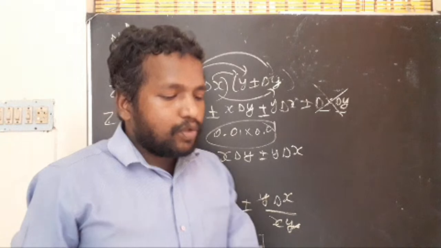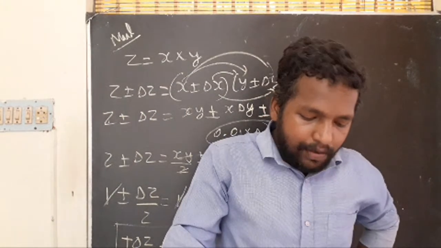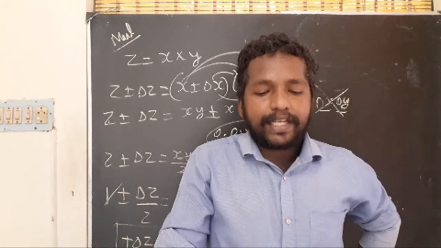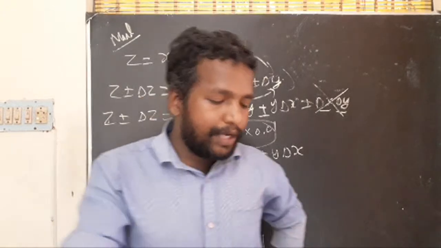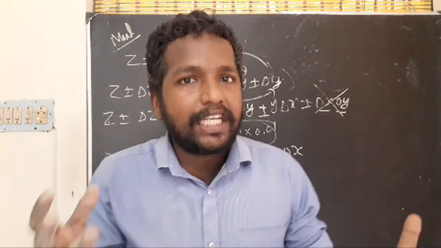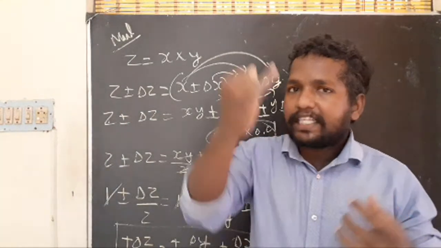Now we'll be doing what the errors will be: the instrumental error, environmental error, error due to the observer, and error due to imperfection in technique. I'll do it one by one. Instrumental error: if there is a manufacturing defect in the instrument, that means we'll get an error. That is one type of error.